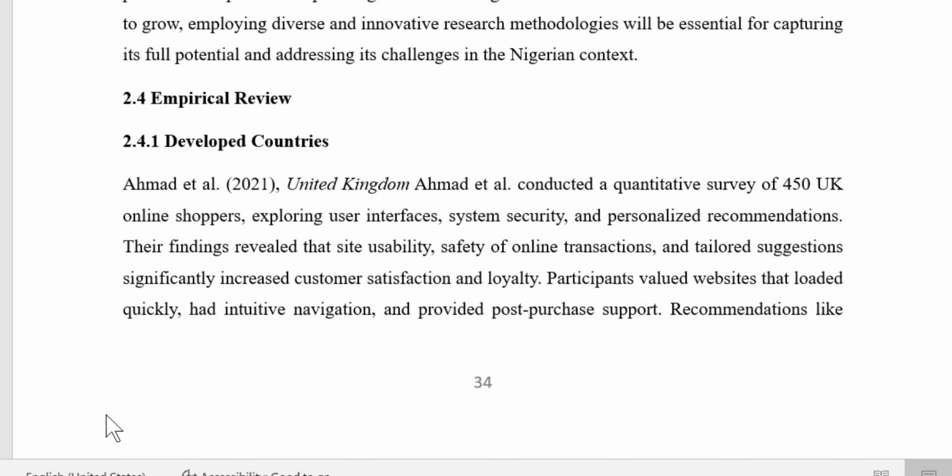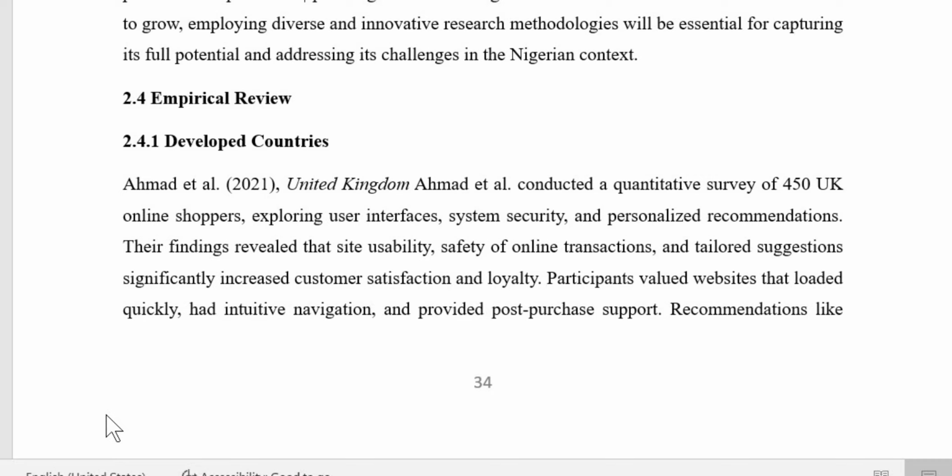Now, empirical review is subdivided into three stages. When we talk about empirical review, that means you want to review the papers of different scholars that have worked on the same topic that you are doing currently, or that have worked on a topic closely related to your topic. You now want to review their papers in the sense that these are the elements that you must review. You must know the methodology that they used. You must know the population of the study. You must examine the sample of the study. You must examine the results of the analysis and what their recommendations are.